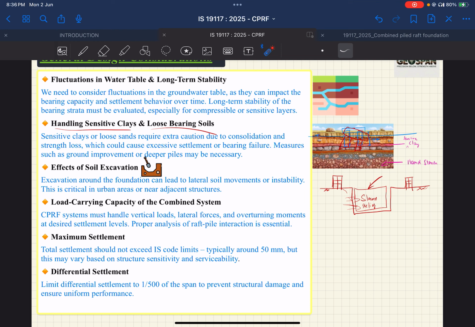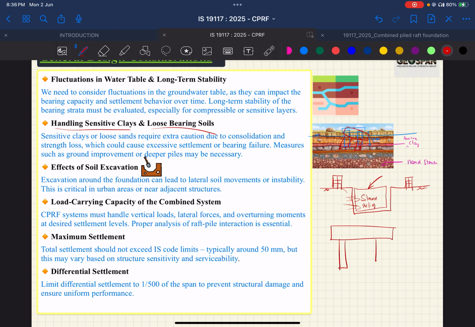The reason here is the interaction between the raft and the piles must be analyzed to distribute the loads effectively, which means the interaction between the raft and pile and then to the ground should be analyzed to distribute the load effectively and ensure stability under all load combinations.